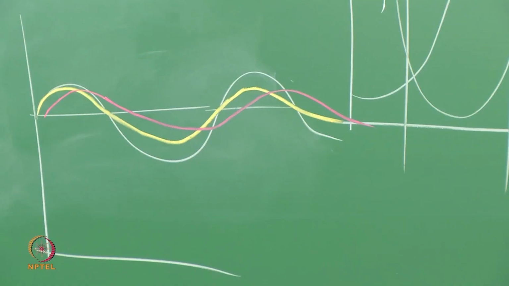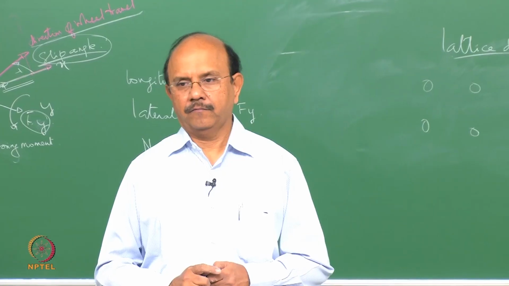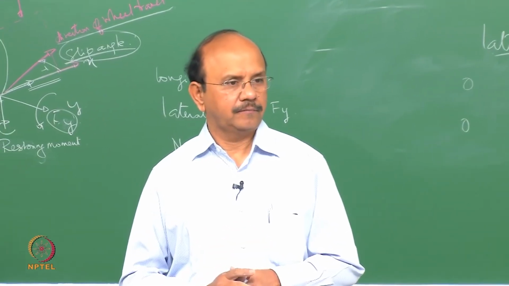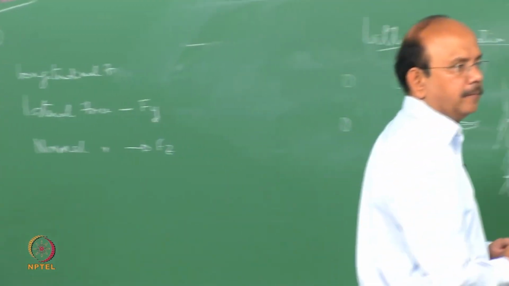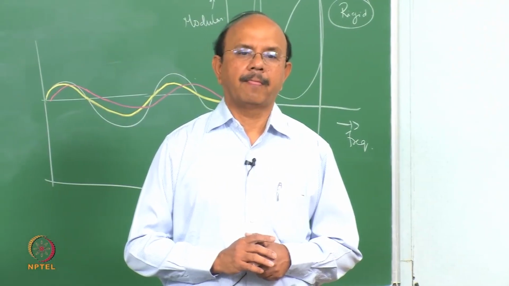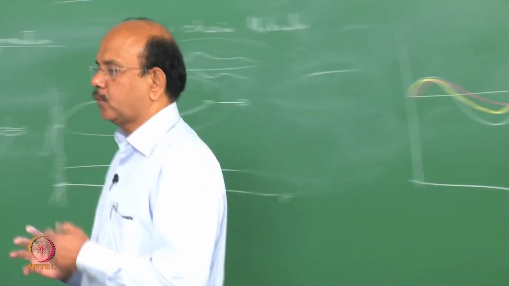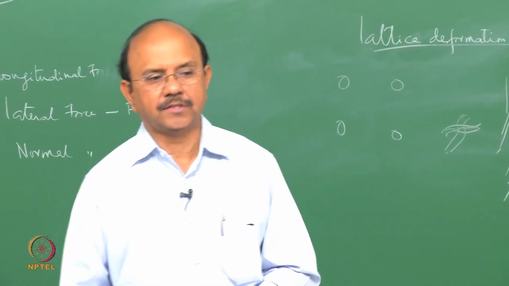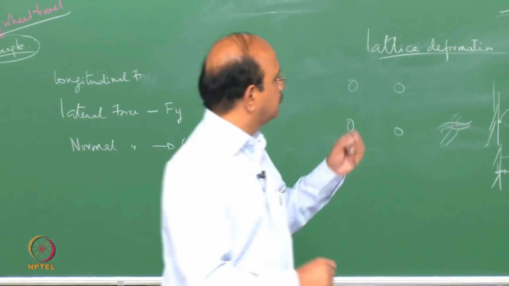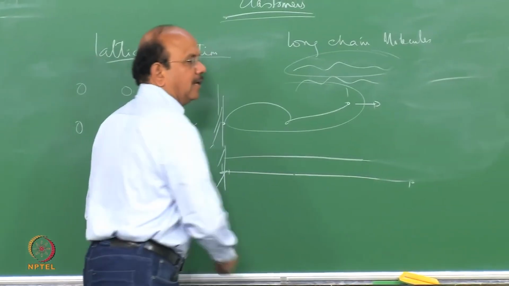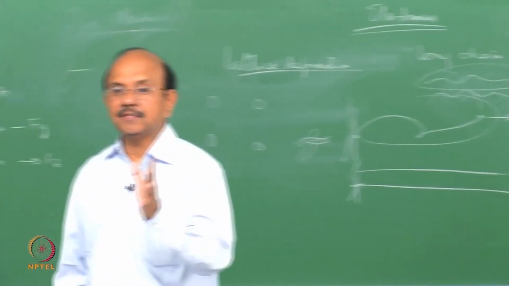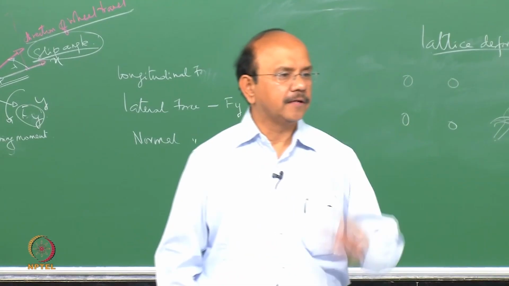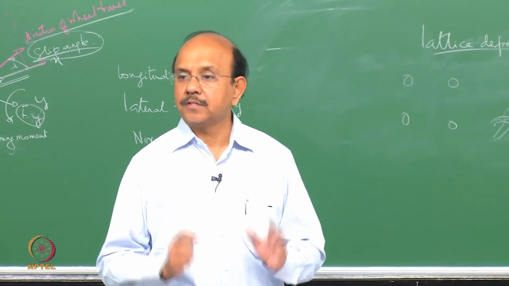There's a time delay between the stress and the strain, or in other words, there is a phase lag between the stress and the strain, and that's very important. That phase lag is what gives you what is called hysteresis, an important property of the rubber, which gives advantages and disadvantages in the functioning of the tire.